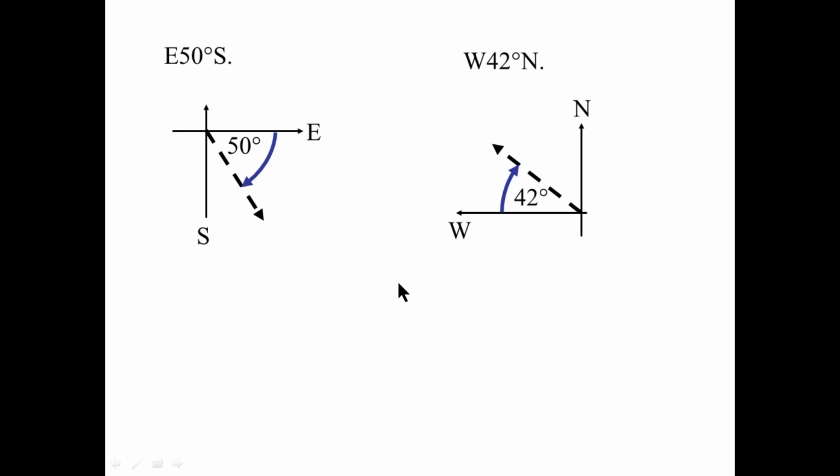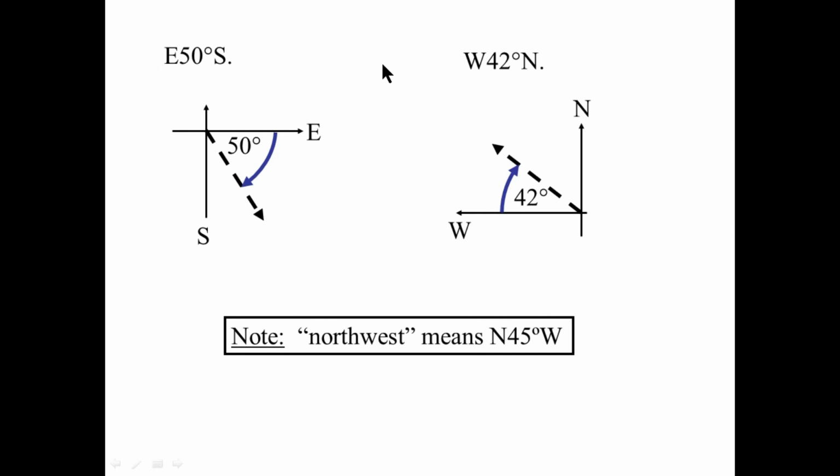These were used back in the day of the Titanic, for example, when you check the archives. Directions were expressed in this way. And northwest means halfway between north and west. So it means north 45 degrees west.